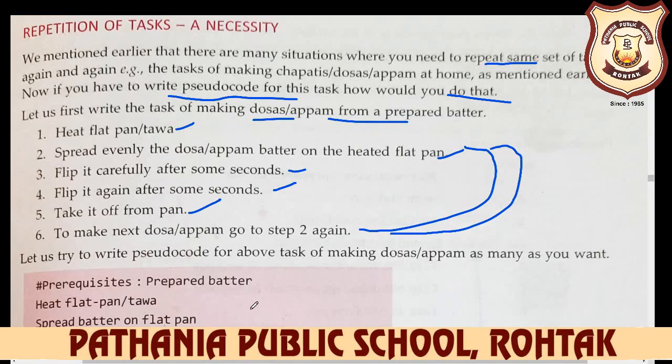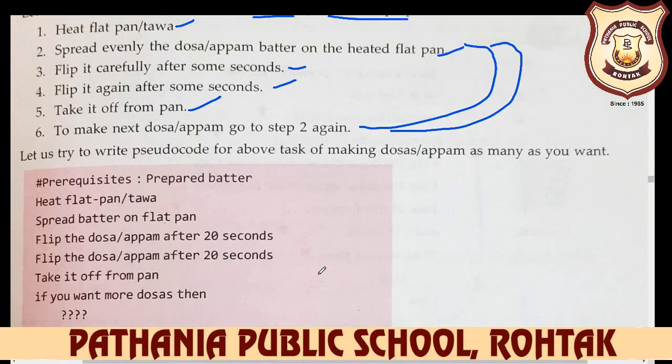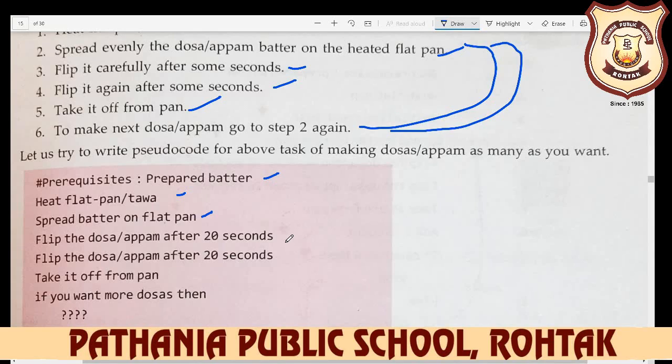Same like this, let us try to write pseudocode for the above task of making dosa and upam as many as you want. So write down: heat flat pan tawa. Okay, first prepare batter, then heat tawa, then spread batter on flat pan, then flip after 20 seconds, then again flip the dosa or upam after 20 seconds, then take it off from the pan. If you want more dosa, then you do it again, otherwise stop the program.